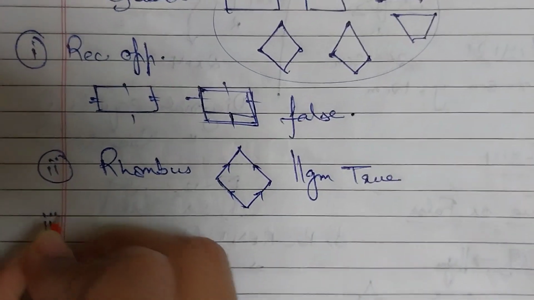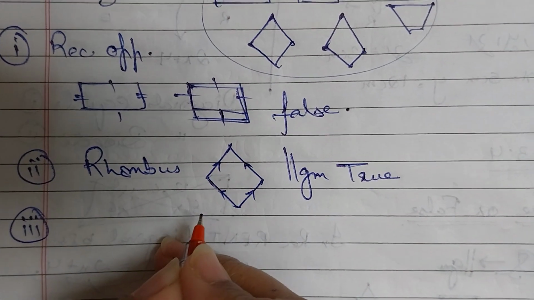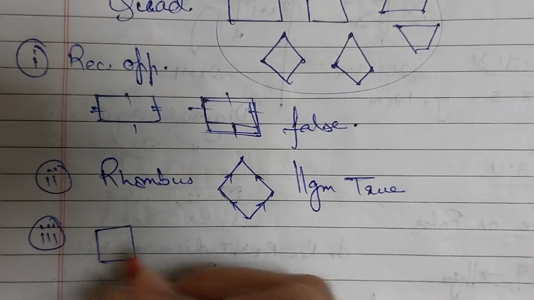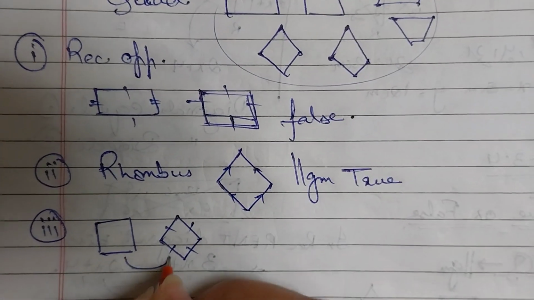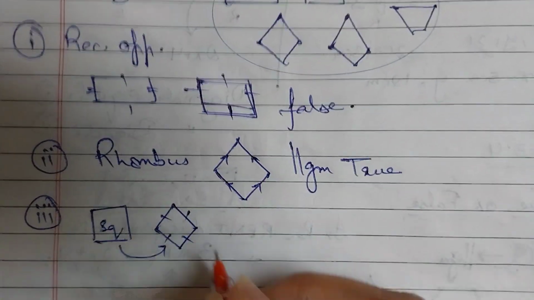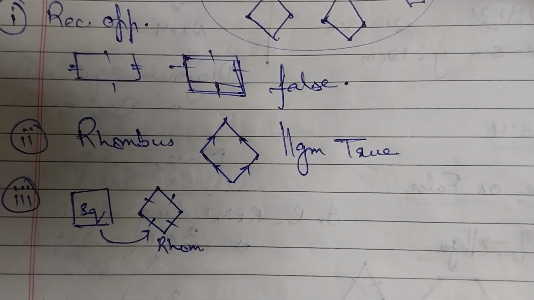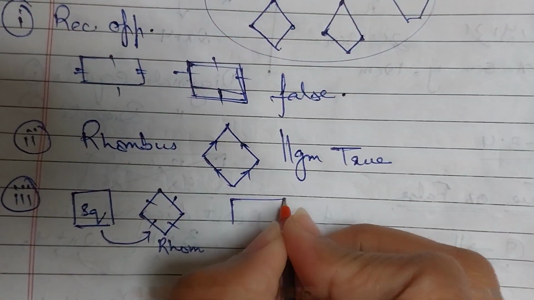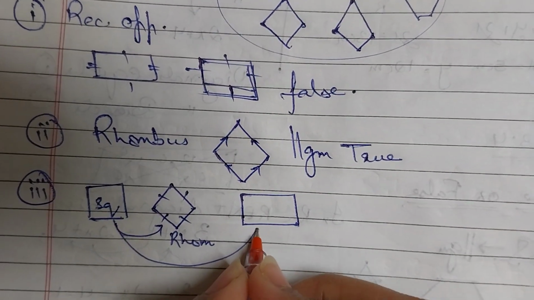Going to the third question, it says all squares are rhombuses. Yes, I have a square. If I tilt this, I get a rhombus. All sides are equal. All squares are rhombuses. A square is a rhombus. We are very much happy with it. Then what does it say? And also rectangles. Yes, a square can also be a rectangle.